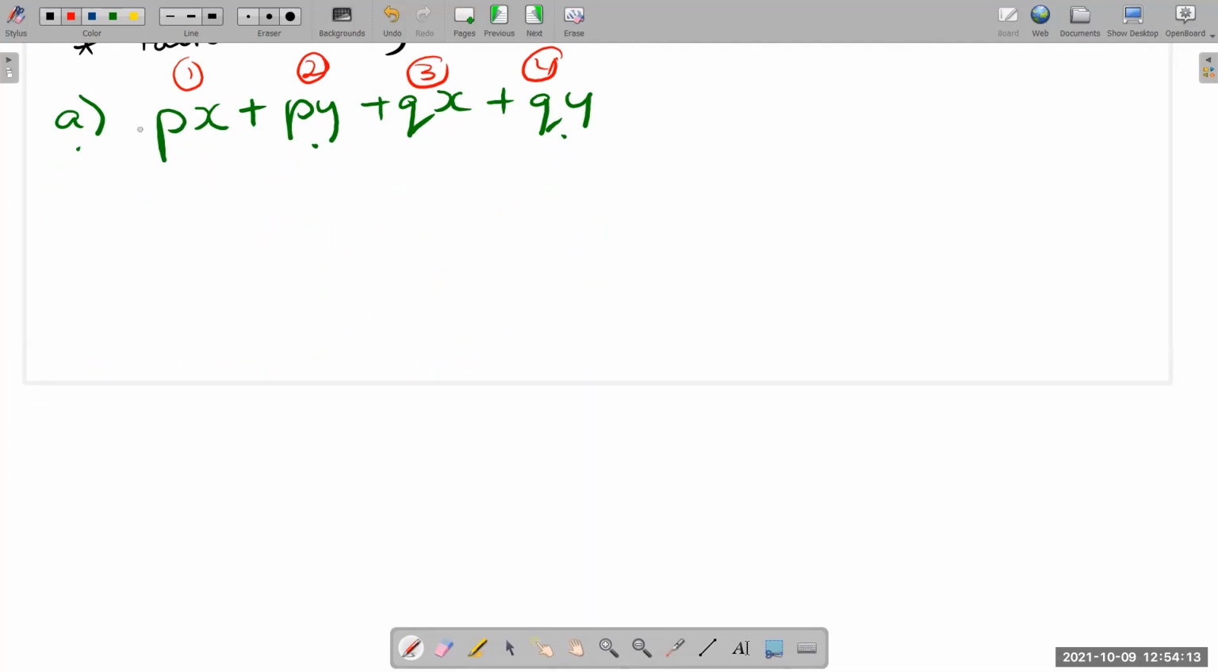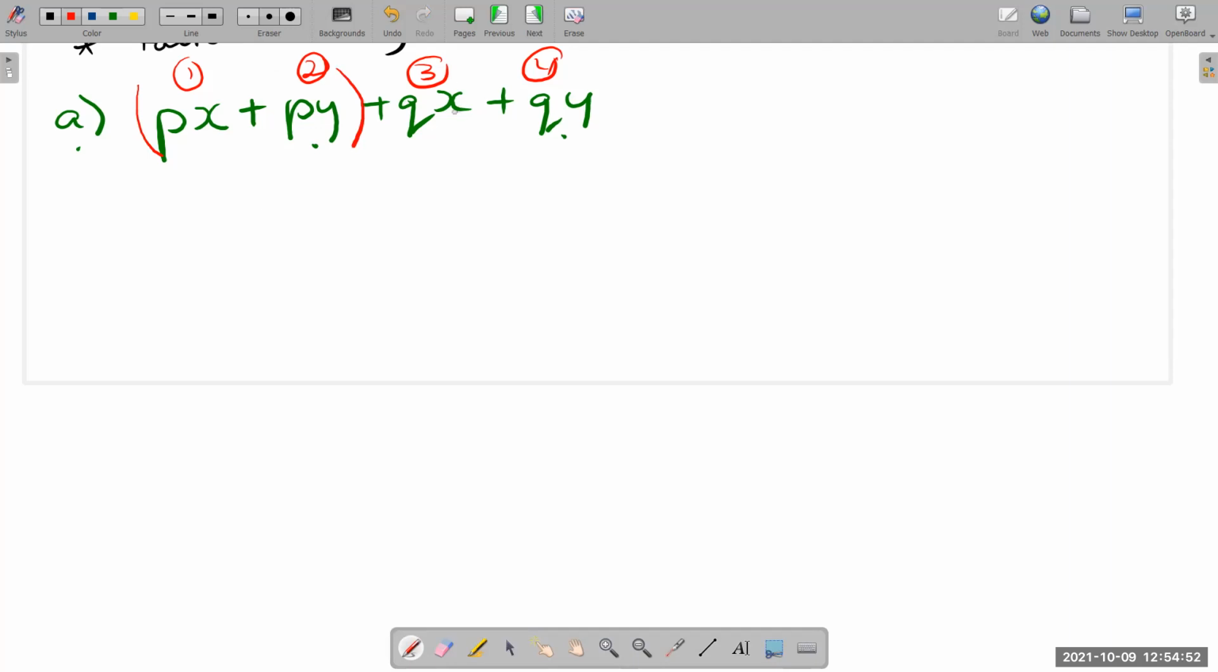The next thing is, do all the terms have something in common? So let me look at P. The first one got P, the second one got P, but the third and fourth one do not have P. Look at what's going on here though. This variable has X and this variable has X, but not all have X. Similarly, this has a Y, this has a Y, but not all have Y. So you would realize here that we can group based on what is similar. In the first two terms, what is similar here? P, right? So I could group these two.